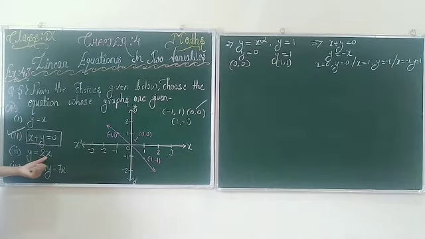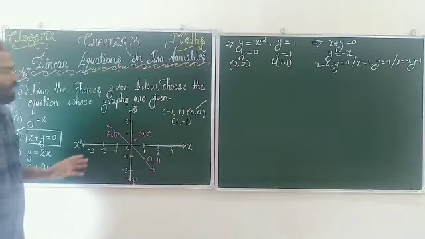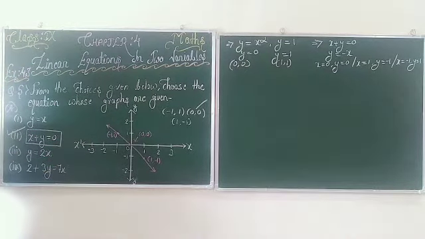Here if we put 0, we get 0. If we put x as 1, y is equal to 2. This is not the equation regarding this graph. And the next one is 2 plus 3y is equal to 7x. In this also, if you put x equal to 0, y will be -2/3. So this is also not the equation which belongs to this graph.